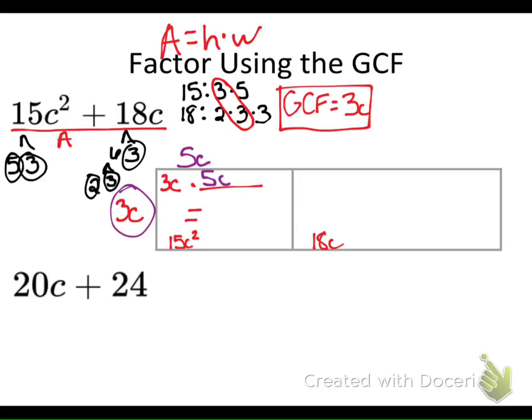Let's do our last rectangle. So we have 3C for our height times blank is equal to 18C. 3 times what is 18? Anyone? 6. Very good. All right, we have a C. We only need one C. Do we need any C's in our width? No. So our width for this one is 6.